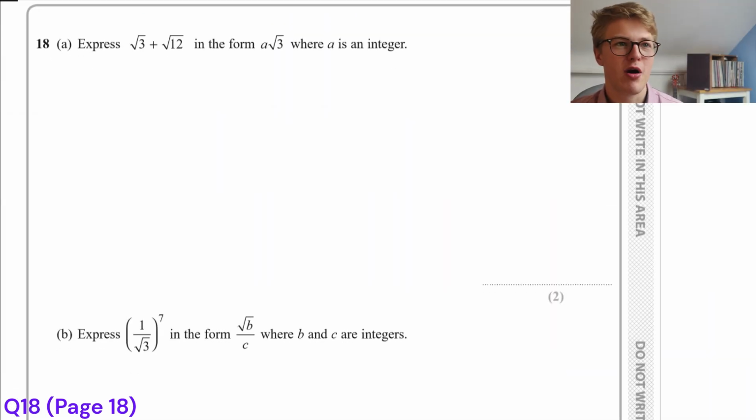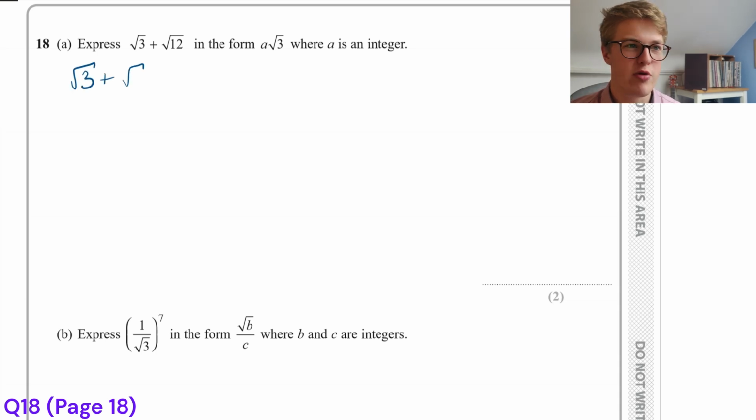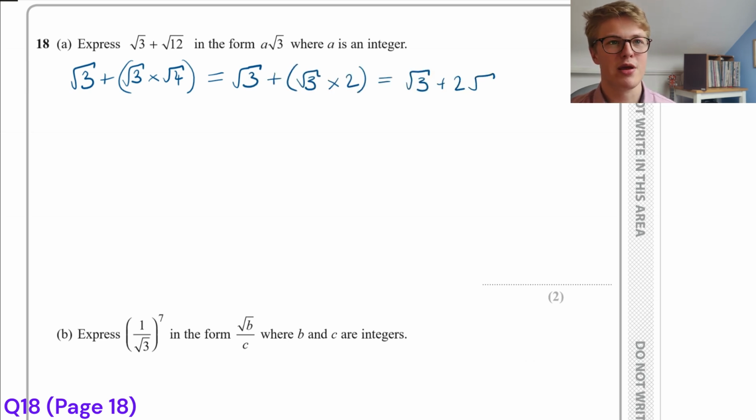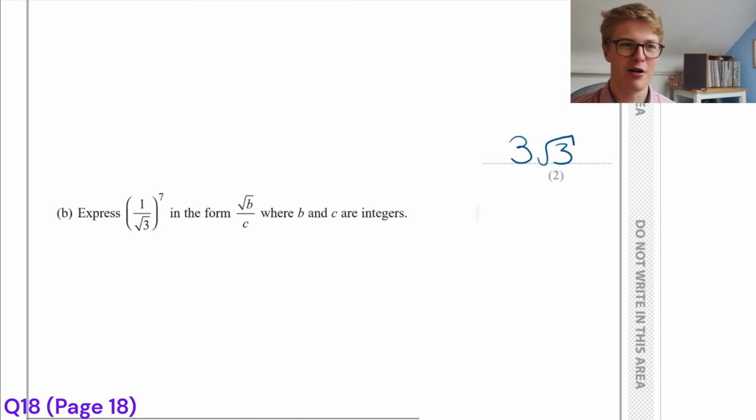Express root 3 plus root 12 in the form a root 3, where a is an integer. So we can swap root 12 with root 3 times root 4. This then gives us root 3 times 2, because the square root of 4 is 2, and when we expand that, we get root 3 plus 2 root 3. Therefore, we have 3 lots of root 3, and that is our final answer.